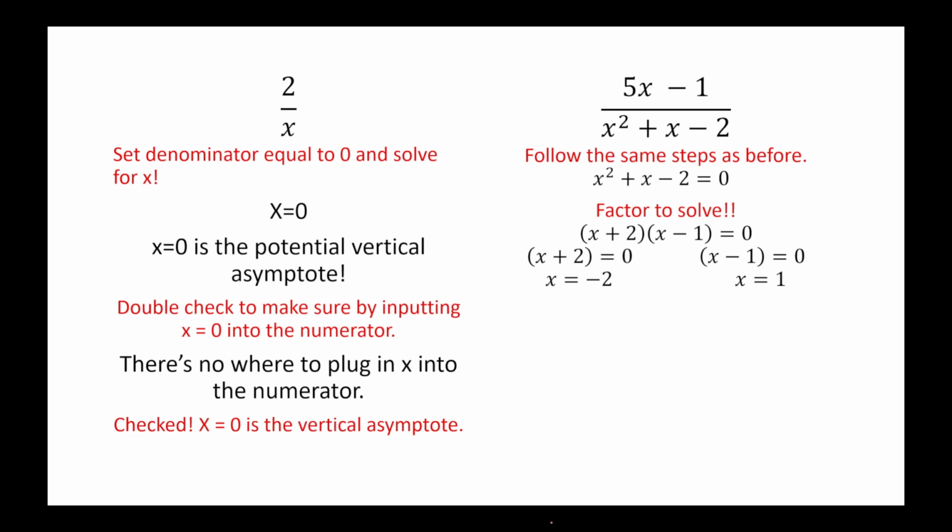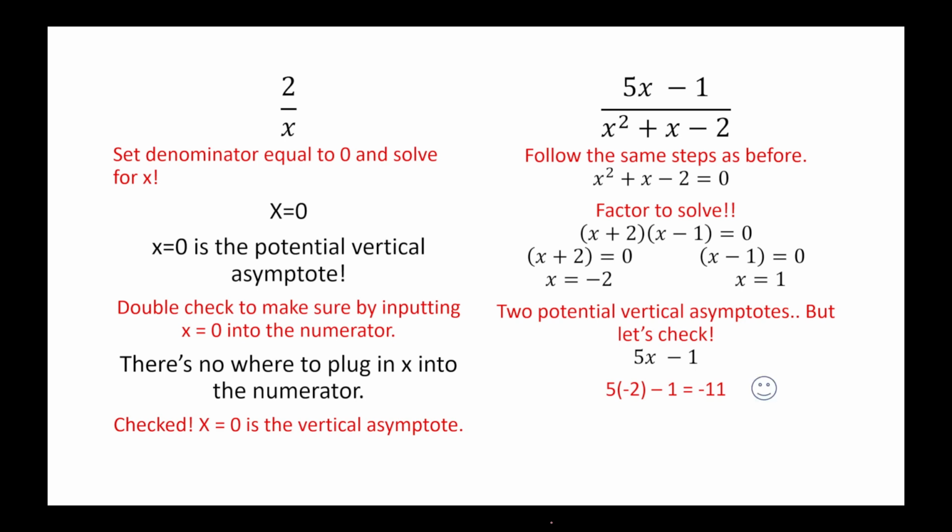So what does that mean? These are our potential vertical asymptotes, but you want to check. Plug in both of these into your numerator and see if it ends up working. Make sure that the numerator does not end up equaling 0 when you plug these in. So let's try it. Plug in -2, you get -11. So that's good. What about plugging in the number 1? 5 times 1 is 5. 5 minus 1 is 4. You're good. That doesn't equal 0. Okay, so those are our two vertical asymptotes.